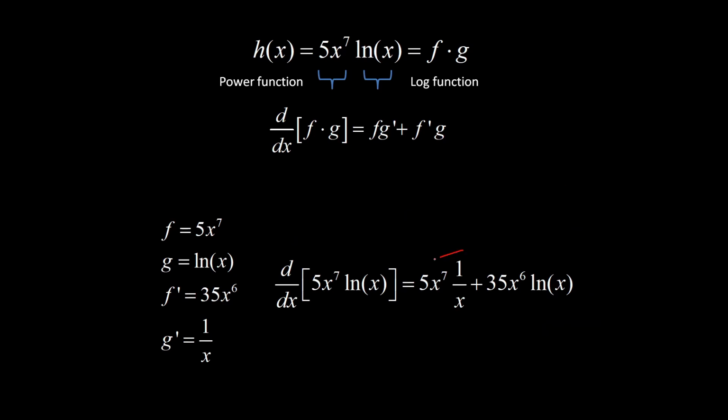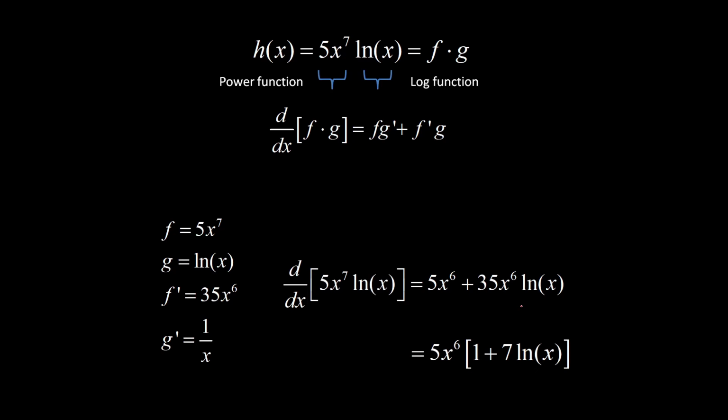And now we'll try to clean up our answer. So we can do something right here. x to the 7th divided by x will get us x to the 6th. So we can clean that up. And there is a greatest common factor here of 5x to the 6th. And so we'll factor that out to get our final answer. And this is the derivative of h.